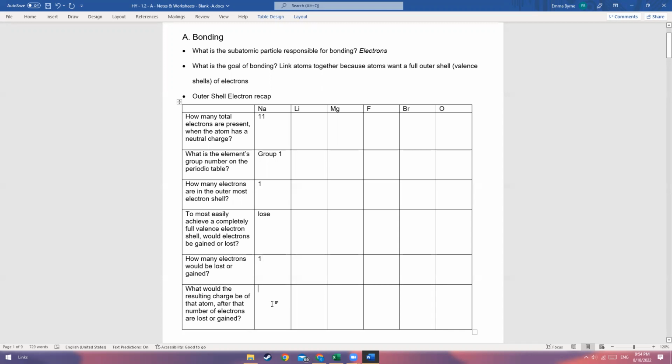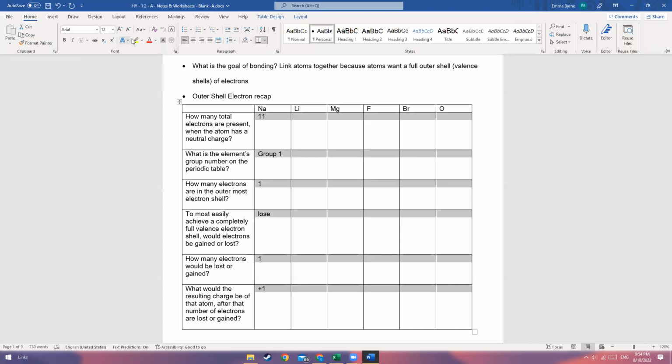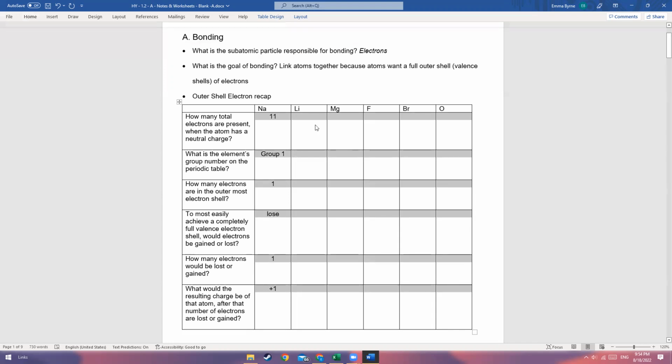What would the resulting charge be of that atom after that number of electrons are lost or gained? So always think of electrons as a negative charge, right? So if you're losing a negative charge, you are overall becoming more positive. So because you're only losing one, that would be a +1 charge.